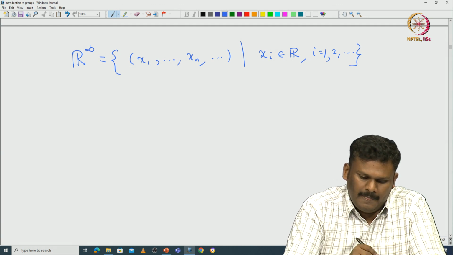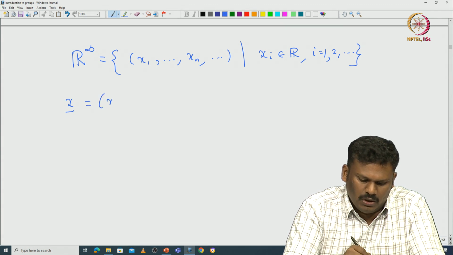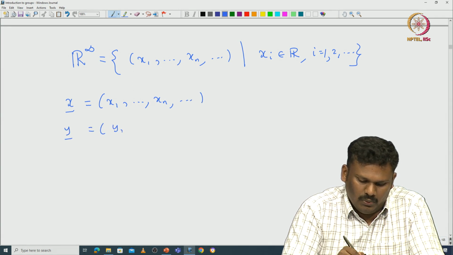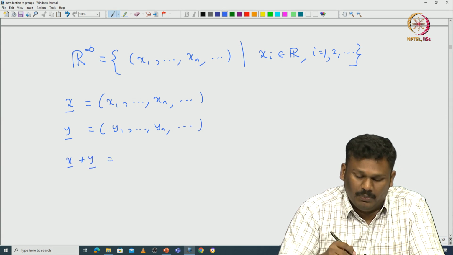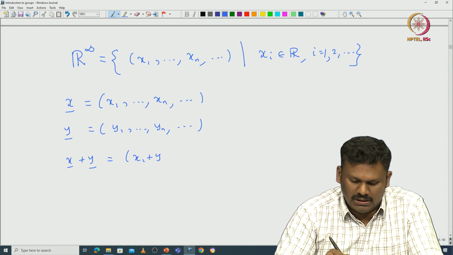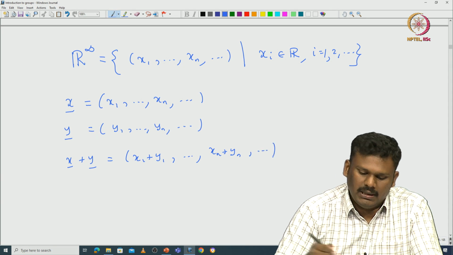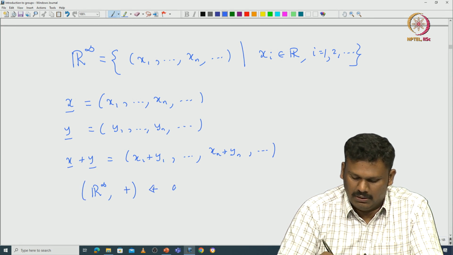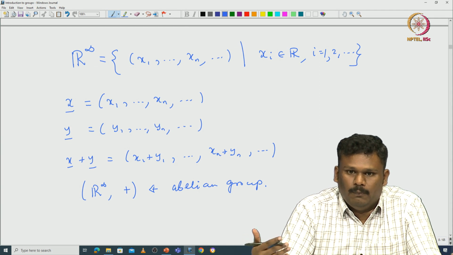Then you can define the addition on this. For example, if you take x bar to be x1, ..., xn, and y bar to be y1, ..., yn, then as before you do the pointwise addition. That will give you addition on this space. Then again you can check R infinity with respect to this is an abelian group. So this allows more possibilities.